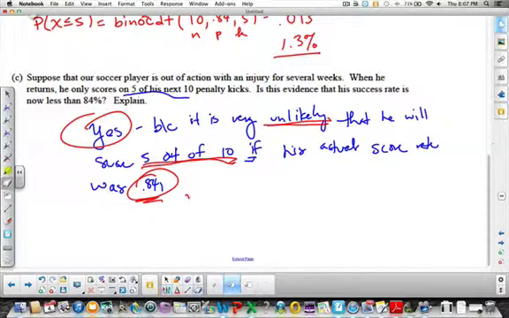All right, and that's it for number 13 and for chapter 6.